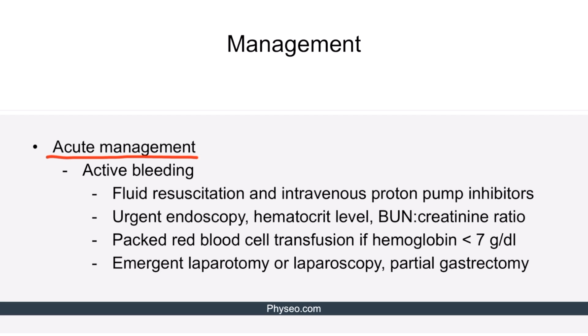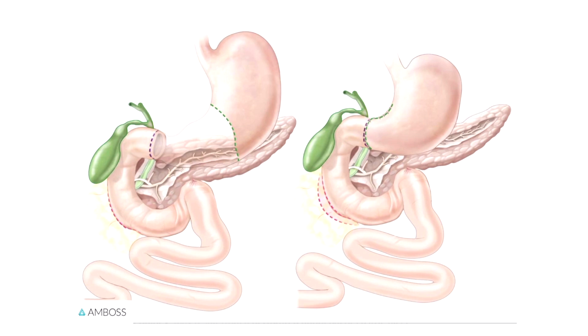However, if the patient is hemodynamically unstable with a high suspicion of perforation, they should be sent for emergent laparotomy or laparoscopy. The preferred procedure for emergency surgical management of gastric ulcers is a partial gastrectomy to not only remove the ulcer, but also to remove the area in case that ulcer was an area of malignancy. Let's take a look at what a partial gastrectomy looks like.